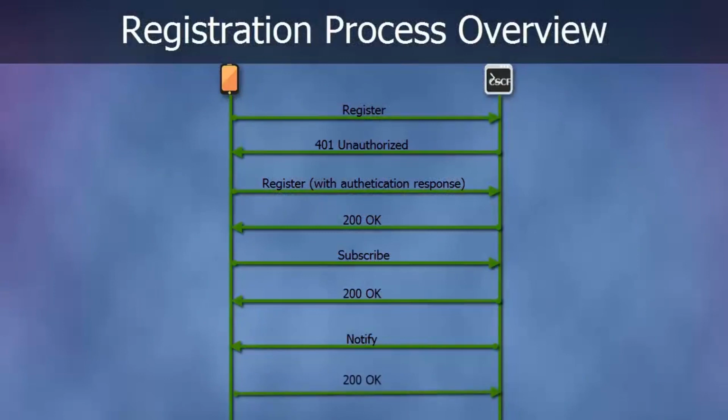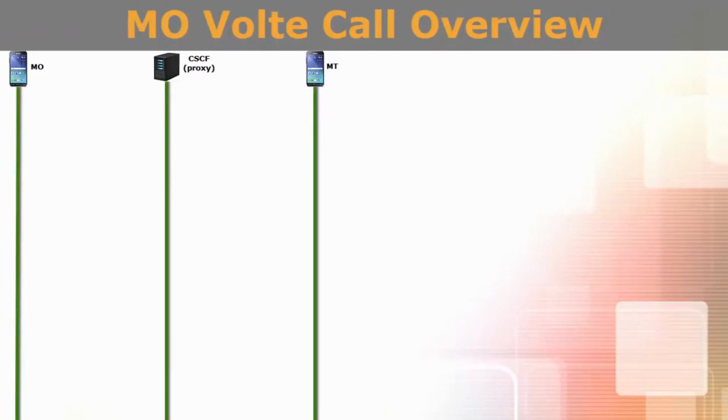200 OK. UE will send 200 OK message as the response to the notify message. This message completes the subscription process. An UE triggers a VoLTE call by sending an invite message to the target UE.